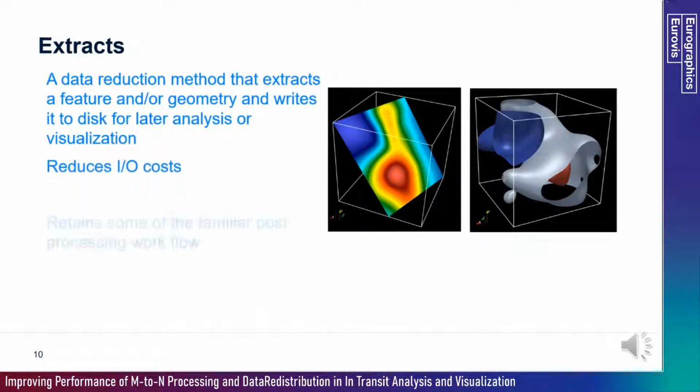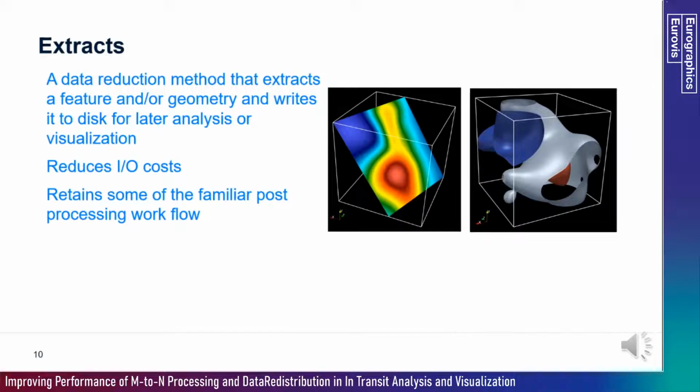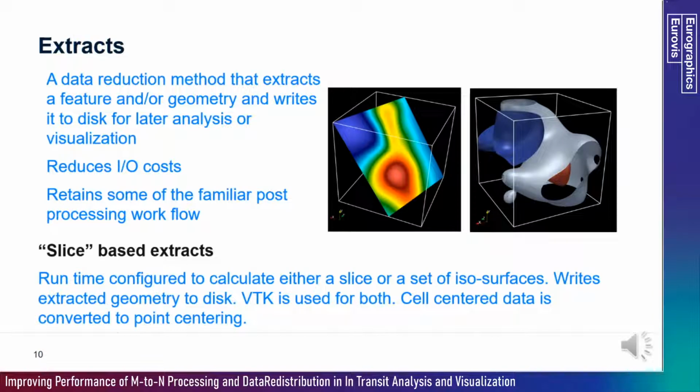The performance studies we present later in the talk examine the impact of partitioning strategies on extracts. Extracts are a data reduction method that extracts a feature or geometry and writes it to disk for later analysis or visualization. This reduces I/O costs while retaining some familiar post-processing workflow. Our studies look at slice-based extracts. Our extract can be configured to either calculate a planar slice or a set of isosurfaces and write them to disk. The operations use VTK internally, and cell-centered data is converted to point centering before processing.